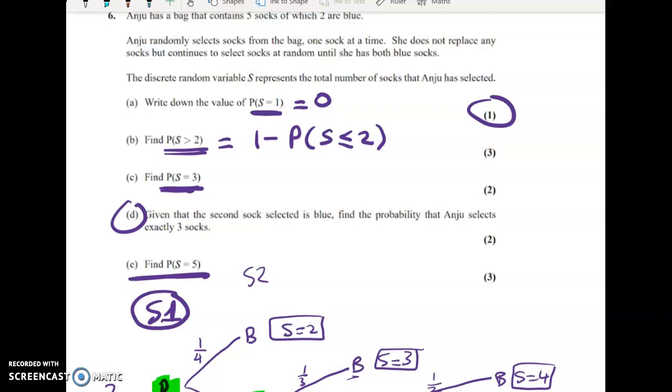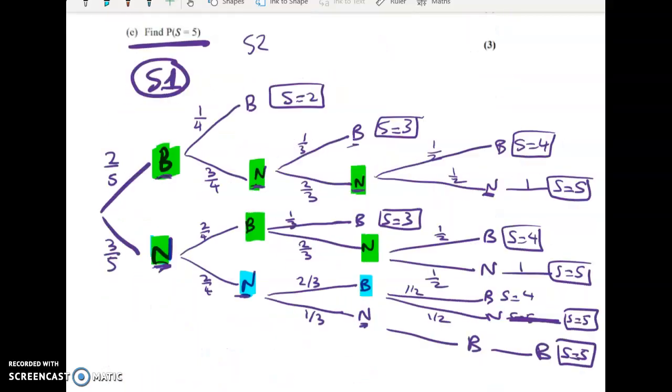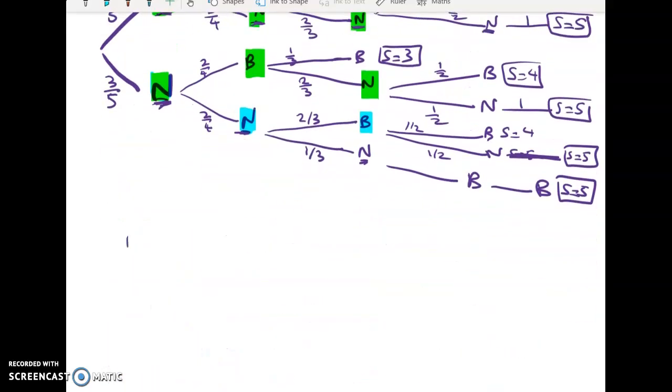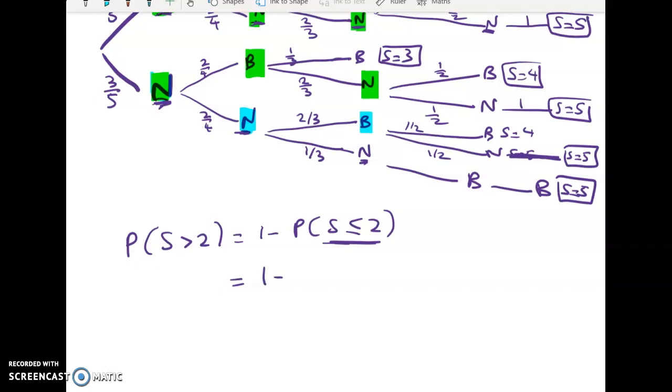Well, the probability of having S greater than 2 is 1 minus the probability of getting the sock in less than or equal to 2 goes. So the probability that S is greater than 2 is equal to 1 minus the probability of the number of socks she ends up with being 2 or lower. And we know that she can't get it in 0 goes or 1 go. So it has to be 1 minus 2/5 times 1/4, which gives me 1 minus 2/20, which is 9/10.